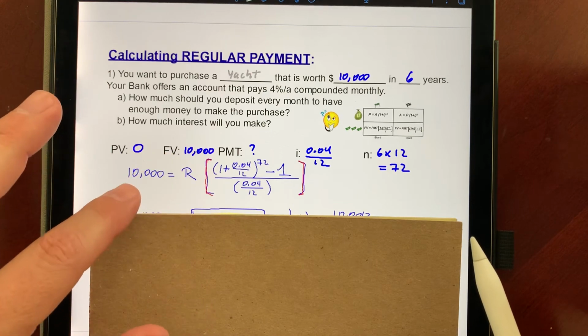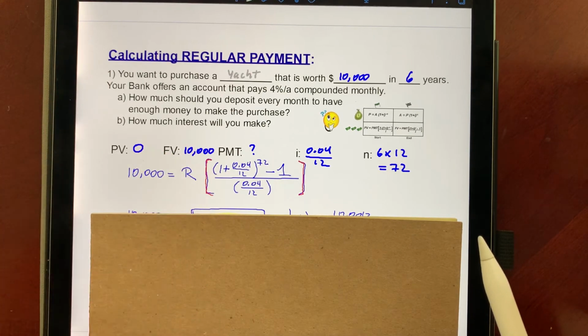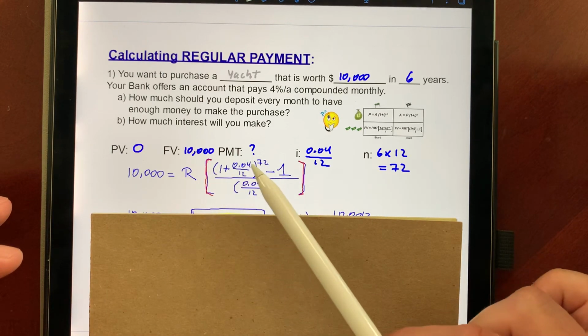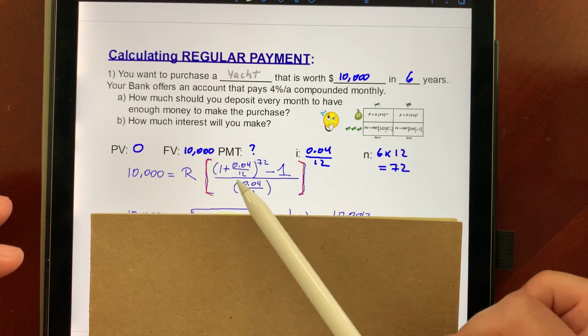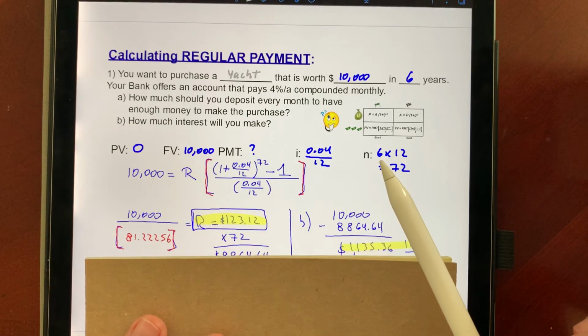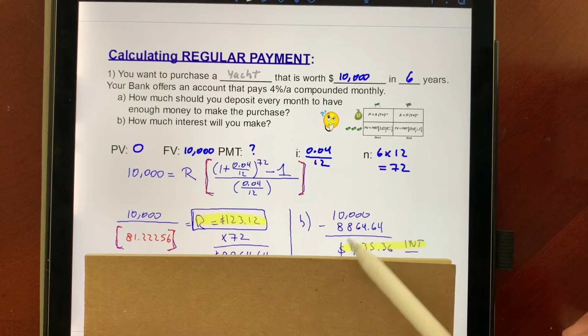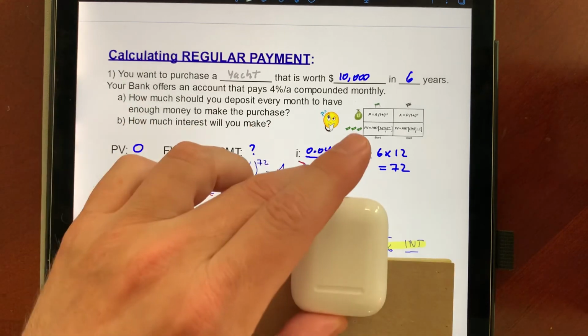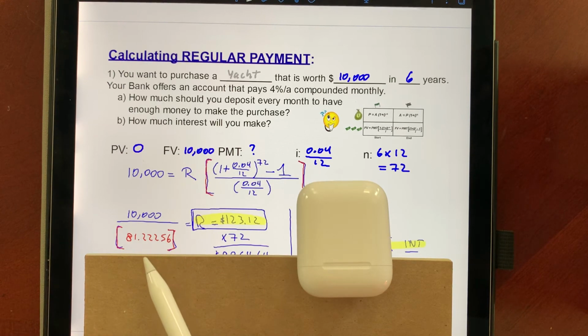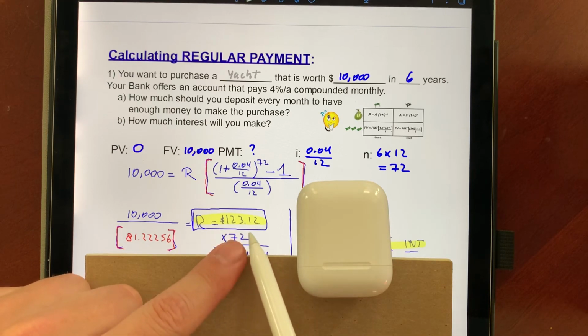10,000 is the future value, so that goes on this side. I don't have R, that's what I'm looking for. But it's pretty easy. I'm going to figure out the bracket number by copying this onto my calculator, hitting enter, divided by open bracket, 0.04 divided by 12, enter. And then I'm going to bring it over and divide the 10,000 by that. So 10,000 divided by 81.22256. I'm going to use 4 decimal places to be more accurate. And that will give me the regular payment of $123.12.